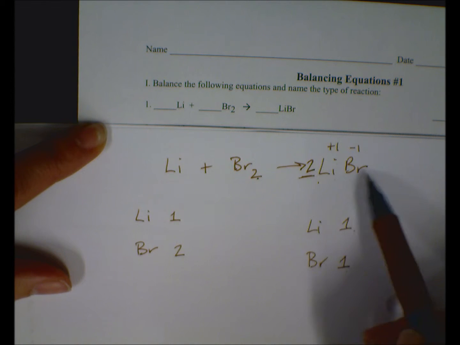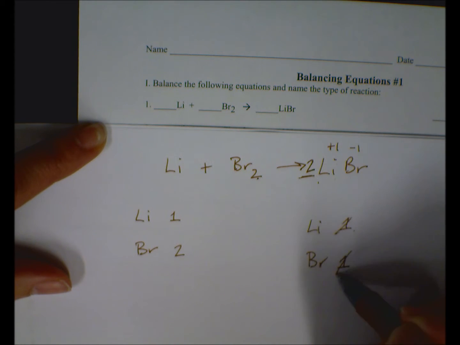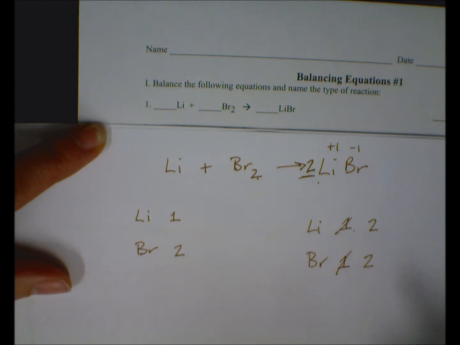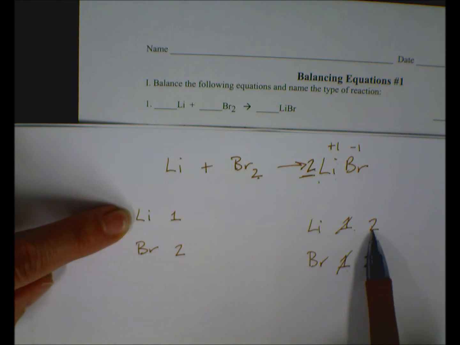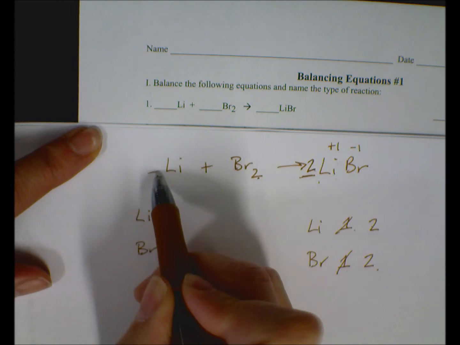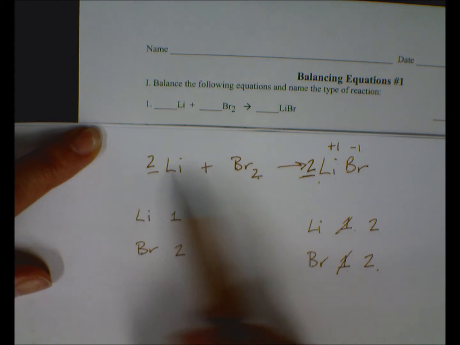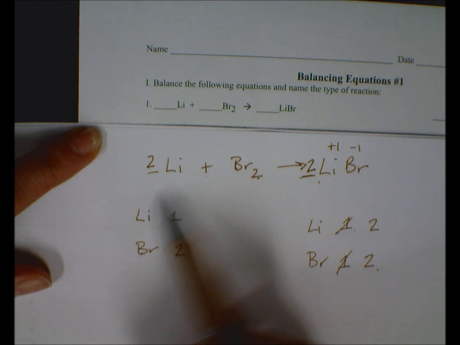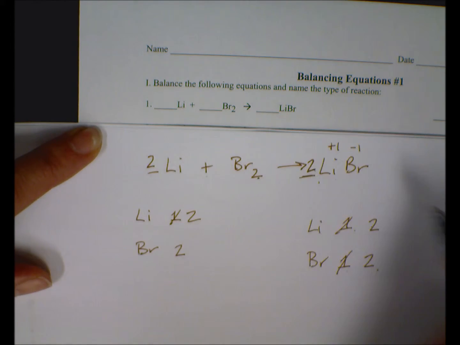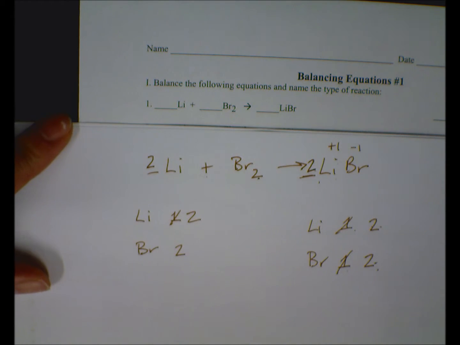Now on a coefficient, just like in math, the number carries through to everything, which means I'm going to need to change my tally. I have 2 lithium and I have 2 bromine. Well, my bromine now match up, but that kind of messed up my lithium. I can come over here and put a 2 in front of lithium, and it doesn't mess up anything because this plus sign stops that 2 from carrying through to anything. So now when I look, I have 2 lithium and 2 bromine. And it seems to work.